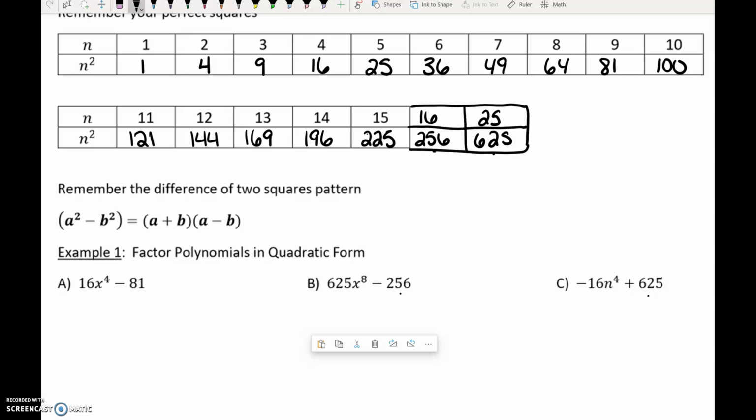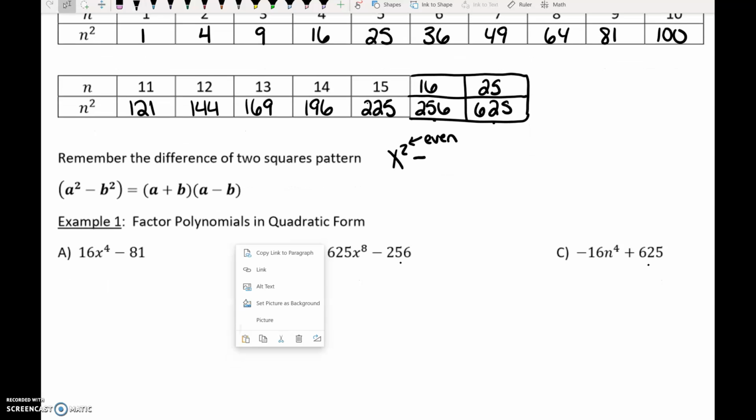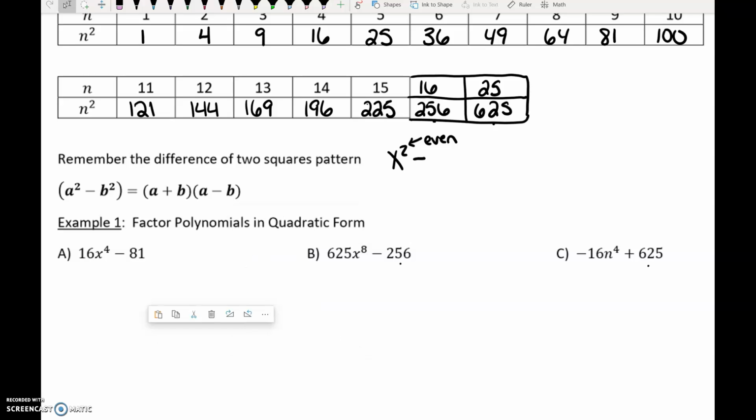So I told you that if you see x squared minus, you're likely not done because it's likely a difference of two squares. If that exponent is an even number, if you have x raised to an even number minus one other term, there's a chance it's a difference of two squares. So 16x to the fourth minus 81. 16 and 81 are definitely numbers on this chart.